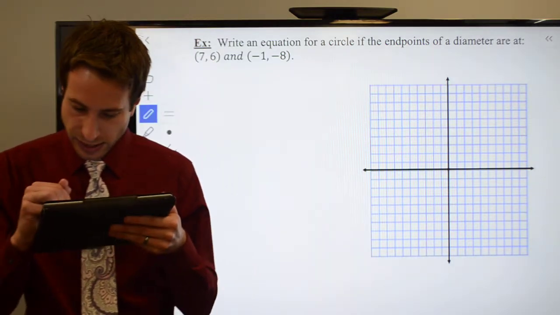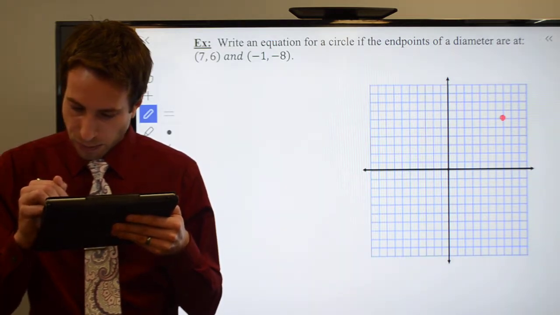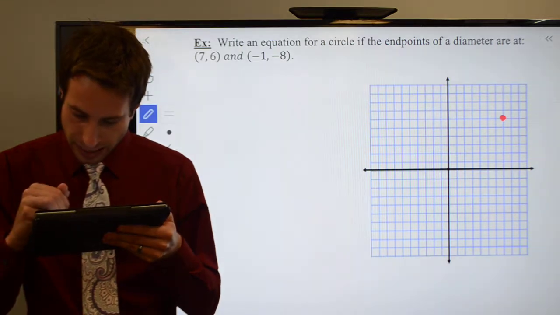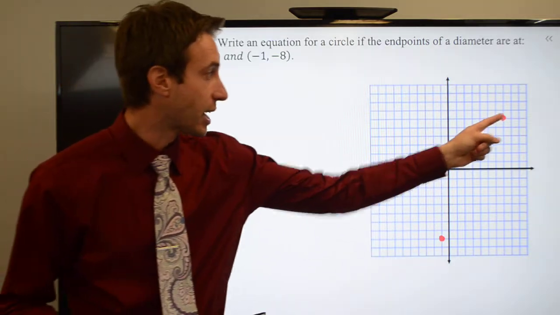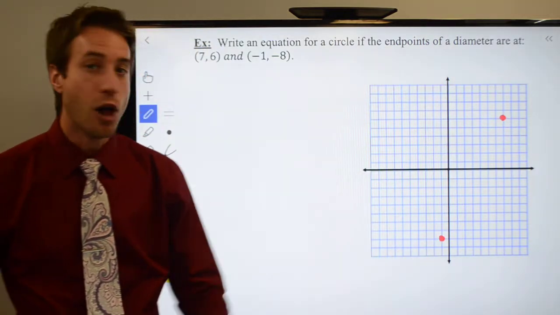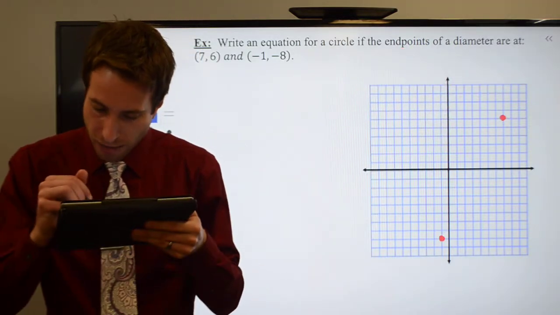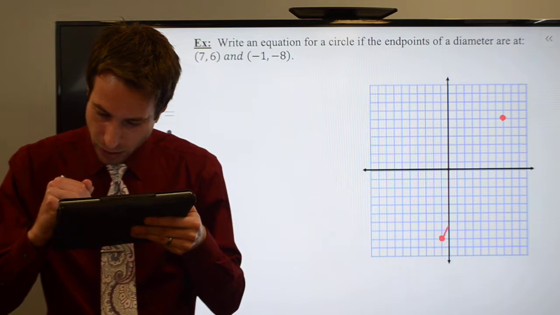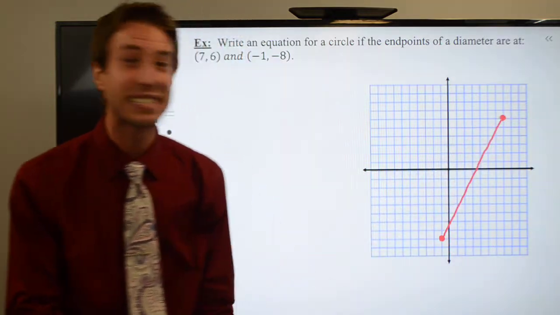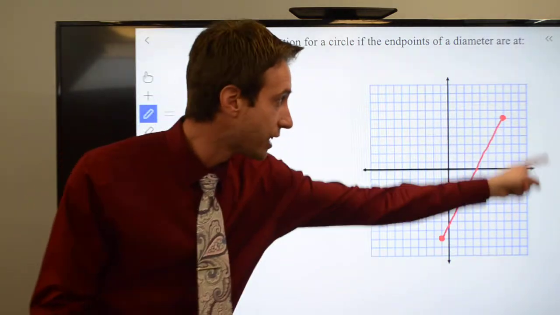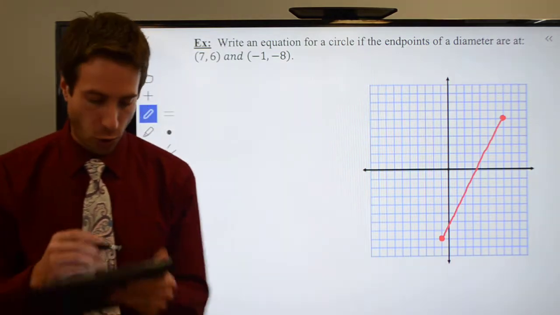So I've got the point 7, 6, and right there is the point -1, -8. Those are the endpoints of the diameter of my circle. So my diameter is a line that looks like that, connecting those 2 points. That's the diameter of my circle.